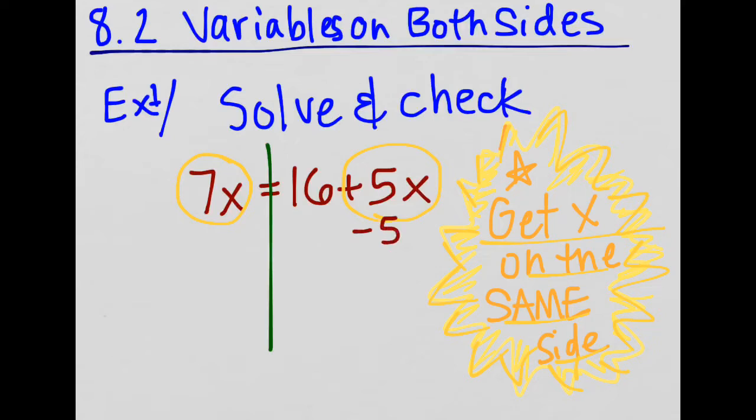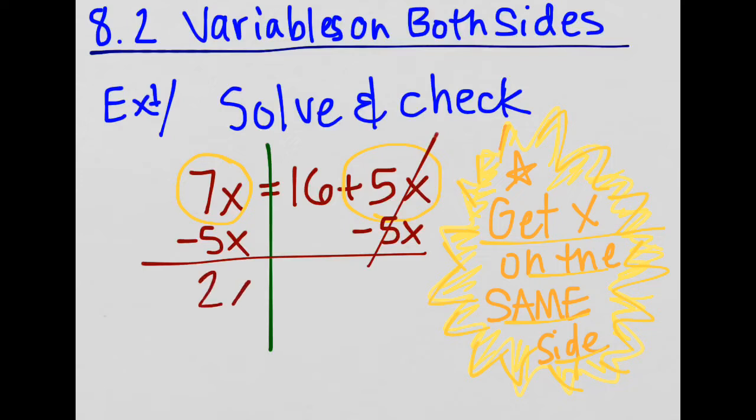All right. So if I want to get rid of this 5x here, I'm going to subtract 5x because it's a positive 5x, which will eliminate my 5x entirely on the right-hand side. And because I do it to one side, I do it to the other. So 7x minus 5x gives me 2x equals 16. Okay, now don't forget to isolate your variable.